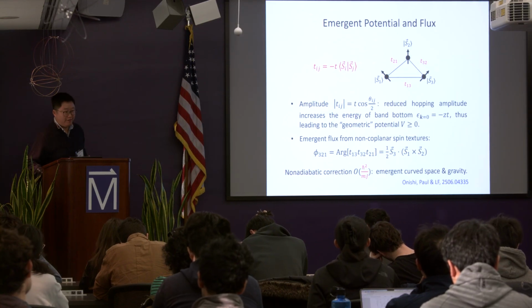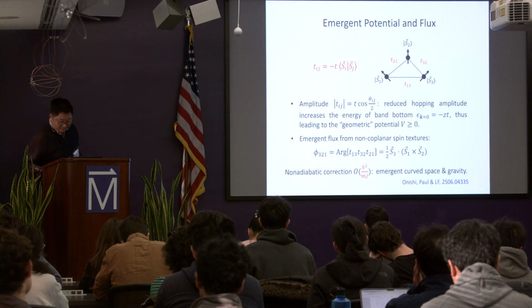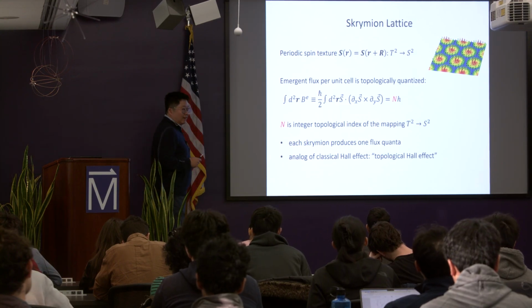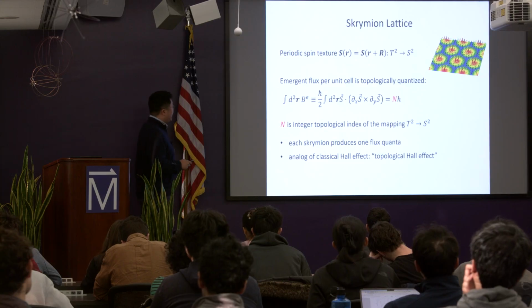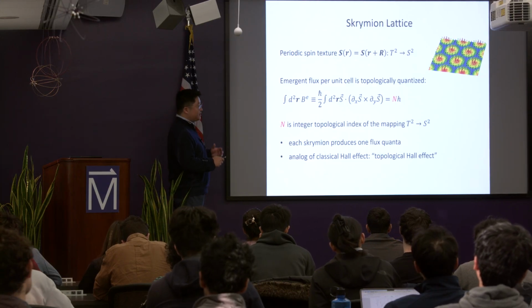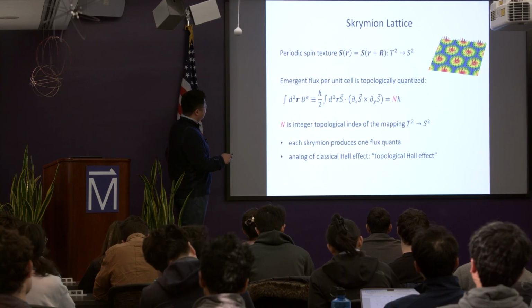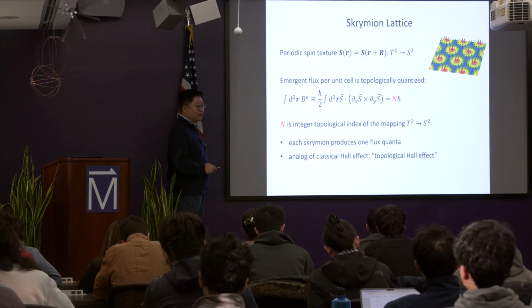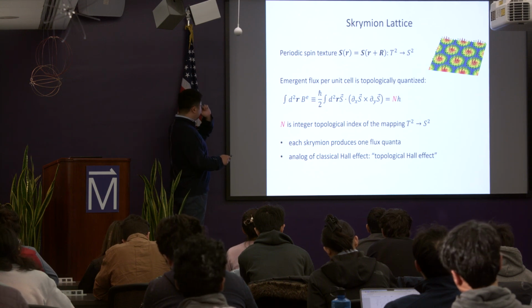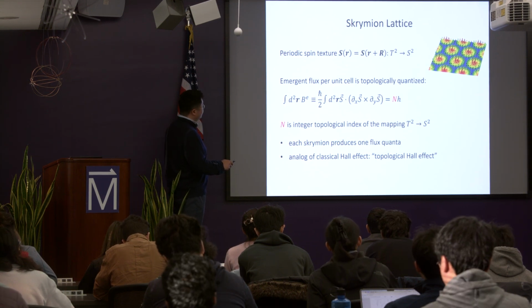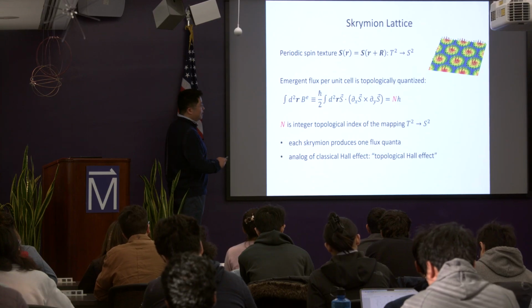But the lattice model can give you a good intuition for understanding. Okay, so I'm going to focus now on a class of spin textures that are periodic. For example, in the magnetic skyrmion materials, there's usually a long wavelength spin modulation, and the spin texture then defines a mapping from the Brillouin zone, which is equivalent to a torus, to a Bloch sphere.